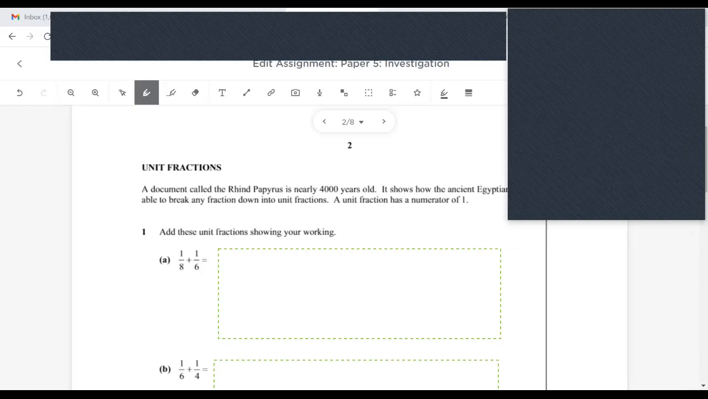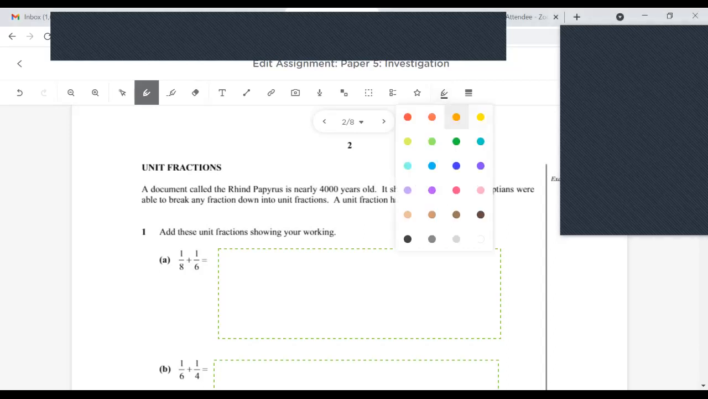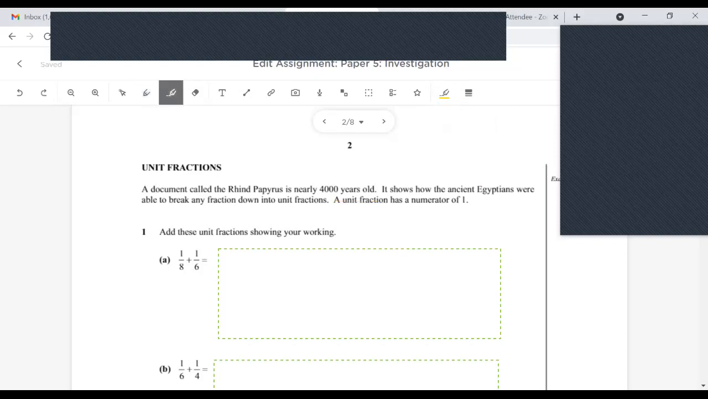All right, unit fractions. A document called the Rhind Papyrus is nearly 4,000 years old. It shows how the ancient Egyptians were able to break any fraction down into unit fractions. What is a unit fraction? Well, a unit fraction has a numerator of 1. Okay, numerator. What's the numerator? Is that the top or the bottom of the fraction? Top. Good.